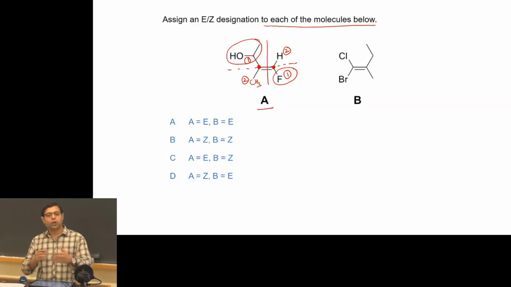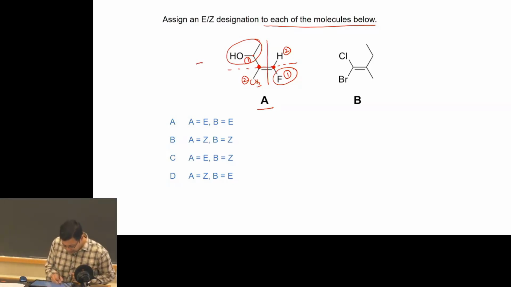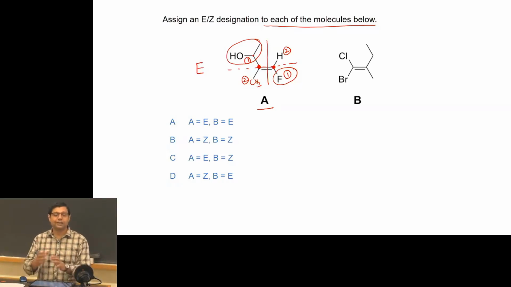The higher priority groups are on opposite sides of the dotted line. Therefore, this is E. Opposite sides is E. Same sides is Z. All right. Let's now take a look at molecule B.